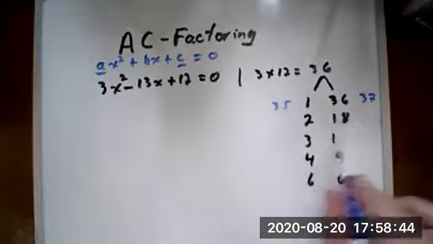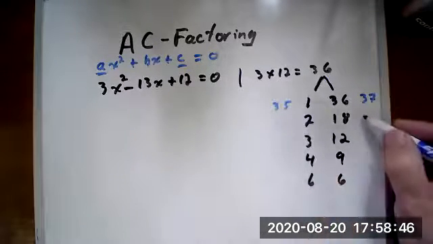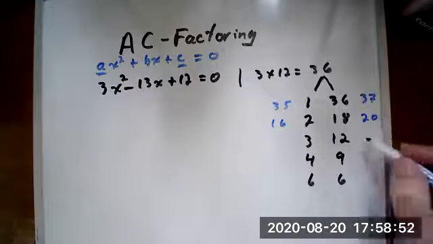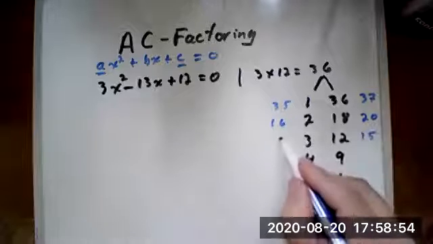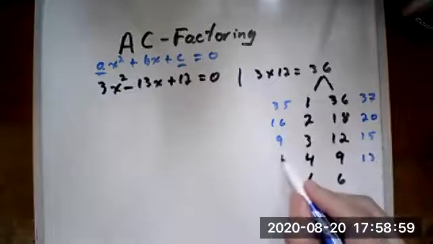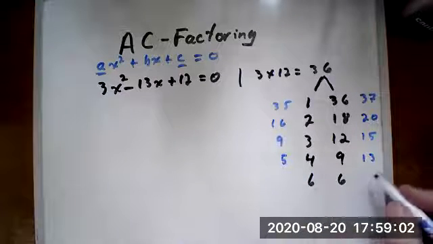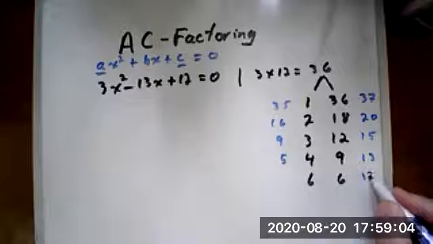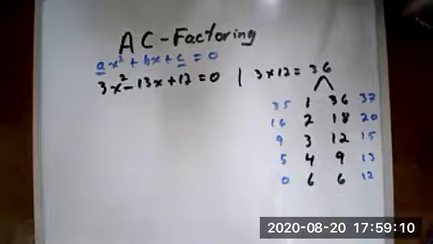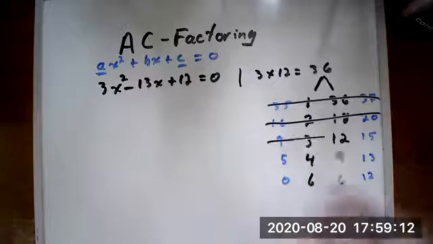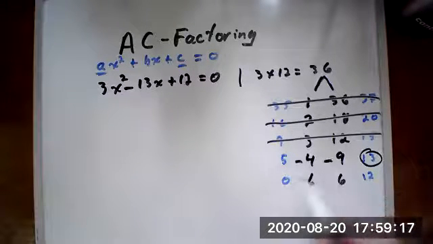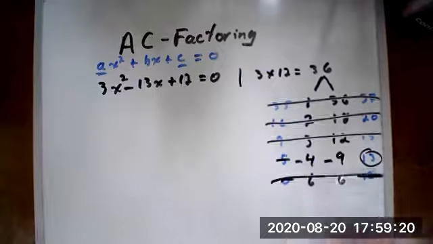Before I scratch things out, though, I'm going to let you see this whole pattern. 2 and 18, I either get to 20 or I get to 16. 3 and 12, I can get to 15 or I can get to 9. 4 and 9, I can get to 13 or I can get to 5. 6 and 6, I can get to 12 or I can get to 0. I'm trying to find the pair that gets me to 13. It's not there, it's not there, it's not there. There it is, right there. So negative 4, negative 9 are going to get me to 13.